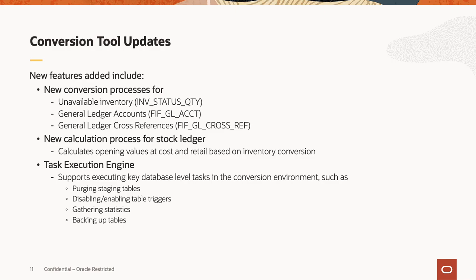A new process to support creating weekly and monthly stock ledger records with calculated opening stock values based on the inventory conversion. And a new UI titled Task Execution Engine, which allows you to execute database-level tasks in the conversion environment from the UI, including purging staging tables, disabling and enabling table triggers, gathering statistics, and backing up tables.